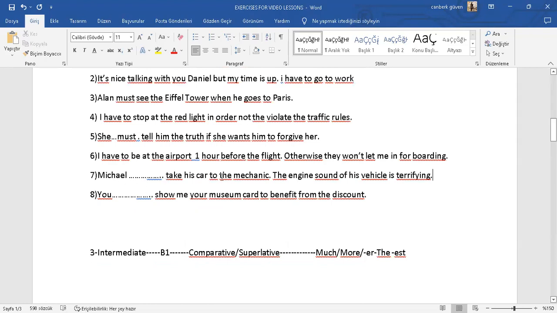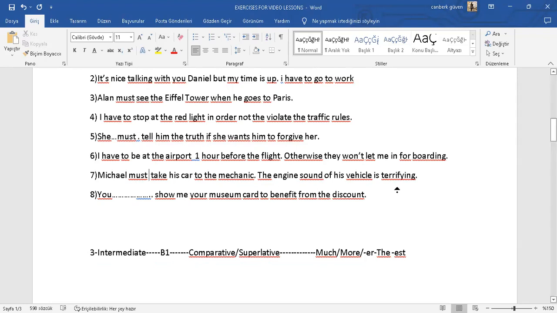Seven. Michael blah blah take his car to the mechanic. The engine sound of his vehicle is terrifying. So this is something we decide for others, right? Michael. So what should it be? Yes, it should be must. Michael must take his car to the mechanic. Is there any rule that tells Michael you have to bring your car to the mechanic? No, it's a strong recommendation, because whether he fixes his car or he breaks down in the middle of the road.